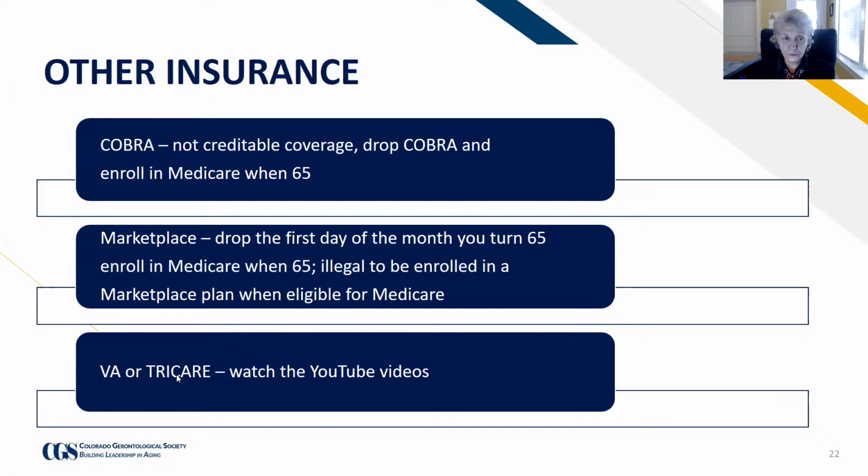Other reasons why some people get confused is if they have VA or TRICARE. Again, we advise you to watch our YouTube videos on Medicare and VA or TRICARE. Briefly, VA has credible coverage, and you may or may not want to enroll in an A, a B, and a D, but VA often encourages you to do that. On TRICARE, basically TRICARE uses Medicare as the primary payer, and then TRICARE is the secondary payer.